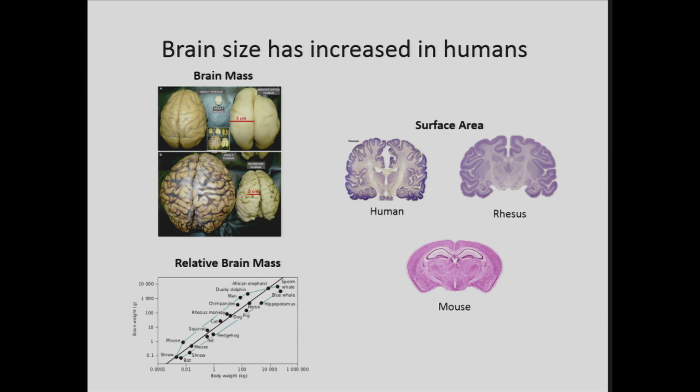But if we look back at our original image on the left, you can see that even the folding that you see there in the rhesus is only akin to a pretty much prenatal human, and nowhere near the amount of gyrification that we have in the adult human brain, which you can see on the top left. So the brain size has increased, we have increased surface area.